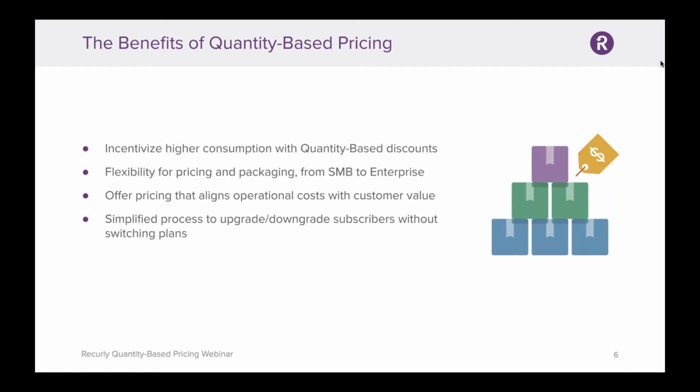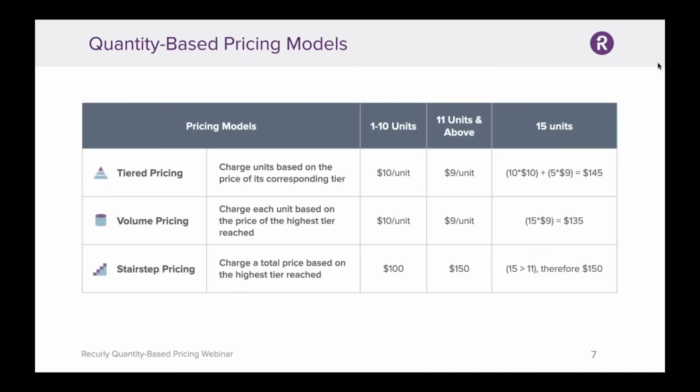If somebody's just buying more seats or more of a given item or product, you can just send Recurly a quantity and we'll handle all the billing calculations for you, making sure that your subscribers are only paying for what they should be paying for, and you don't have to manage the plan overhead. So let's go to the next slide and talk about what the quantity-based pricing models are.